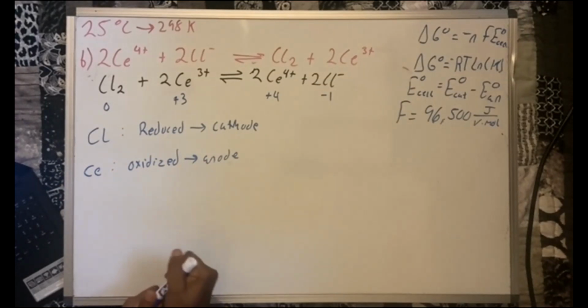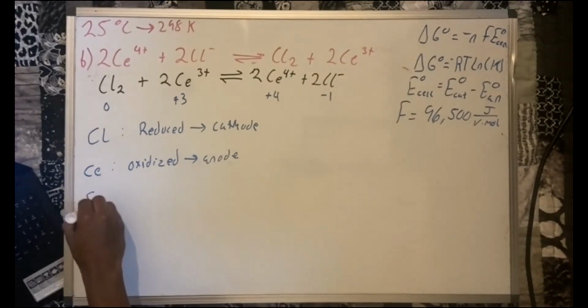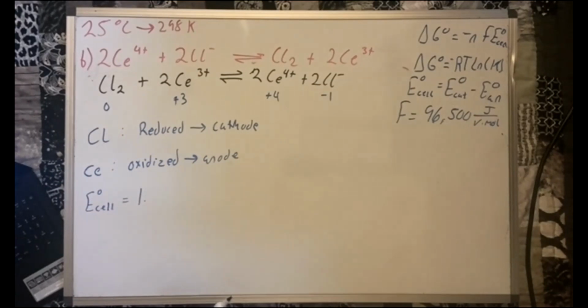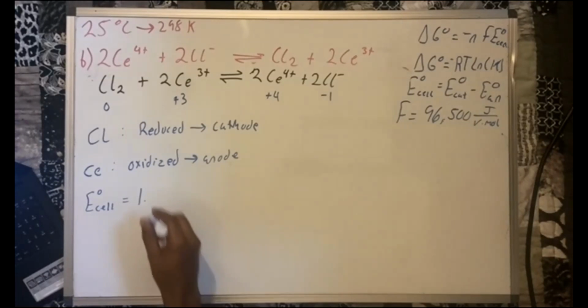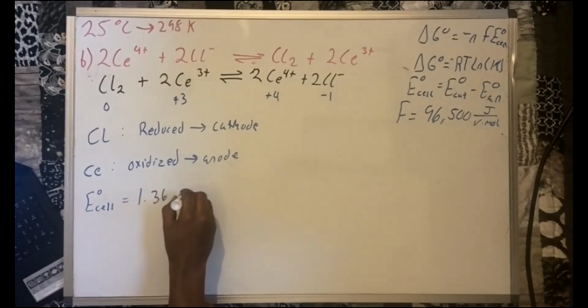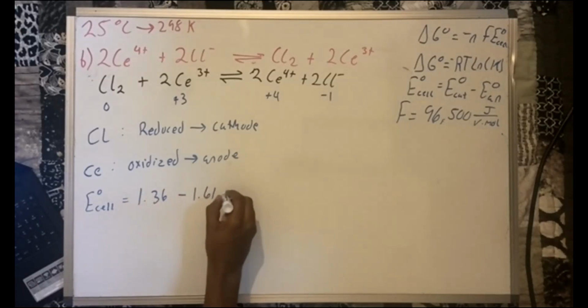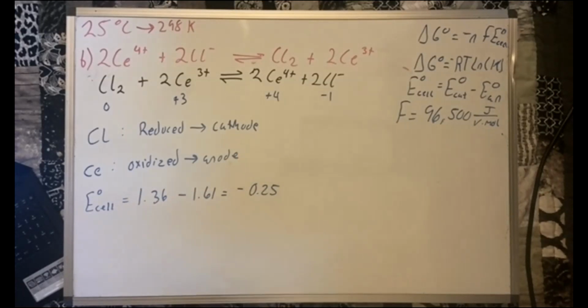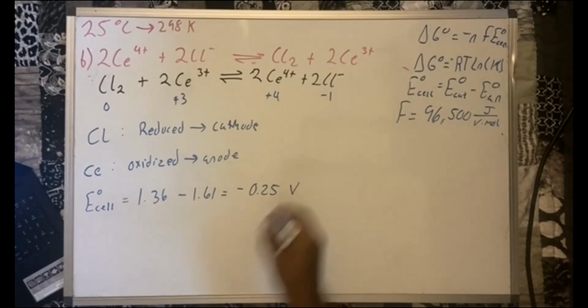So now when I calculate my Ecell, Ecell naught is going to be my 1.36 minus my 1.61. So that's going to give us our negative 0.25, right? Right, folks?